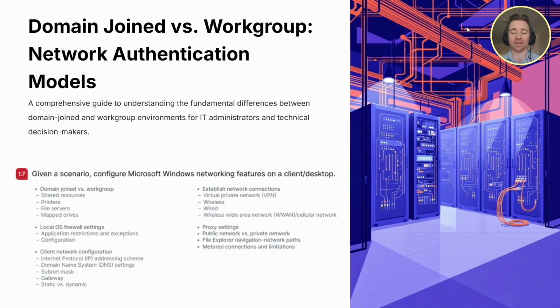Today we're getting out of the nitty-gritty systems and features stuff and we're going straight into 1.7. Given a scenario, configure Microsoft Windows networking features on a client/desktop. Some more broad conceptual stuff here, a lot easier to talk through, but still important stuff to understand. So buckle up, I'm going to tell you every single thing you need to know about this, just like I always do, and I'm going to give you practice questions at the end, just like I always do. So let's start with domain joined versus workgroup setups. What does that mean? Let's get to it.